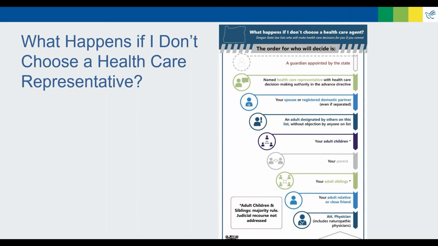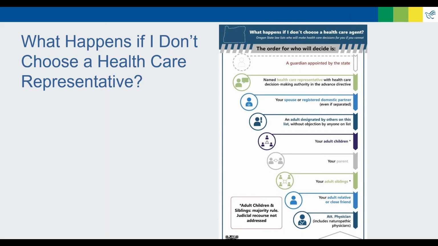Next would be an adult designated by others on this list without objection by anyone on the list. And then next in line would be your adult children, your parents, your adult siblings, an adult relative or close friend, and then lastly would be an attending physician. And you'll notice under adult children and adult siblings, there's an asterisk. And if you go to the note by the asterisk, it says adult children and siblings, majority rule, but judicial recourse is not addressed. So they have not specified how to navigate if a majority can't be attained.